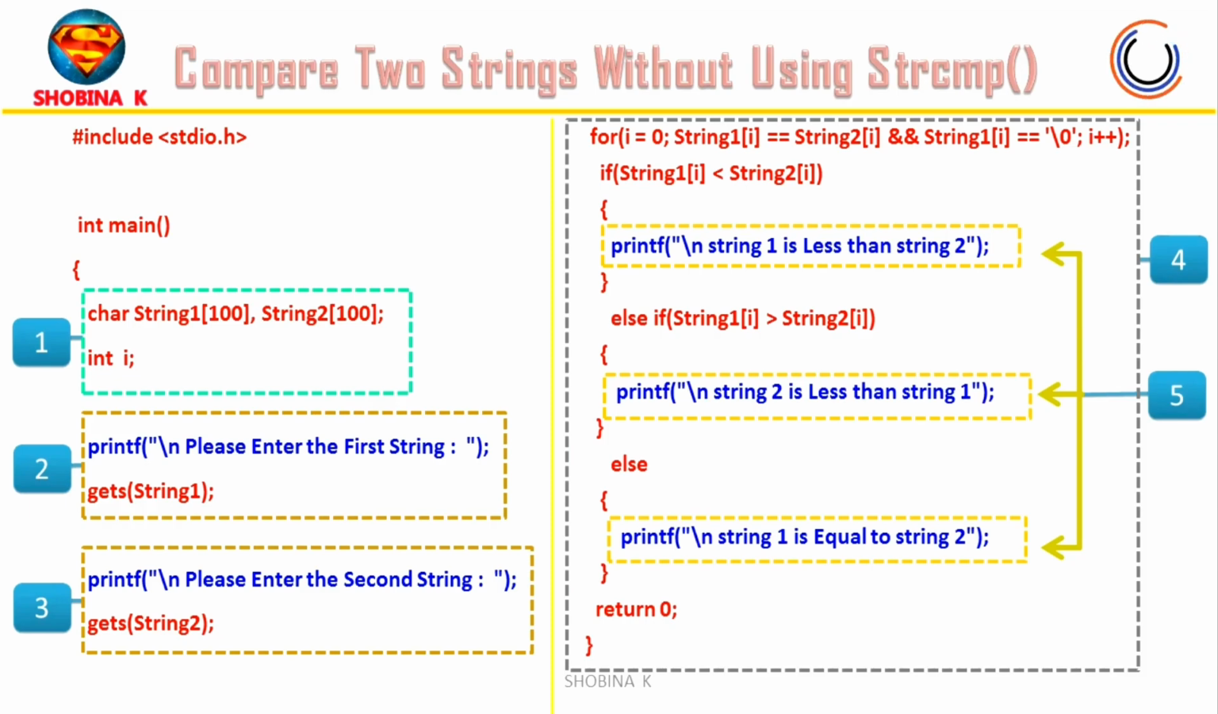And next, we take the input from the user. Using the gets statement, we get the first string and second string. And next, we compare the strings without using the strcmp function, and finally print the output.